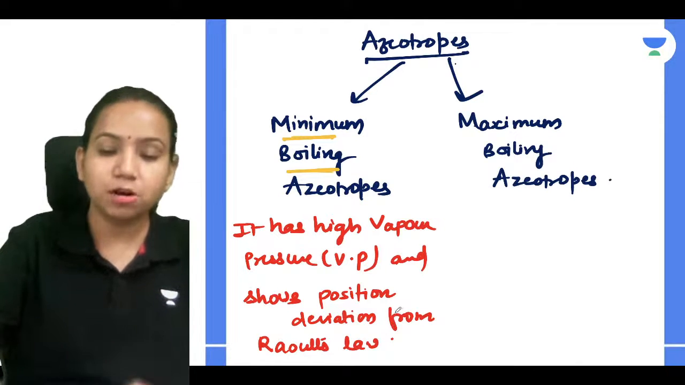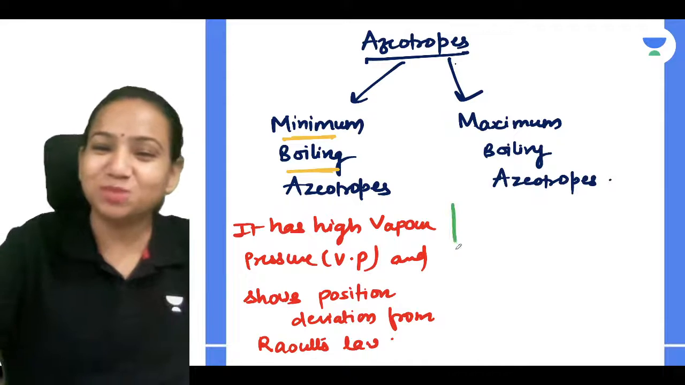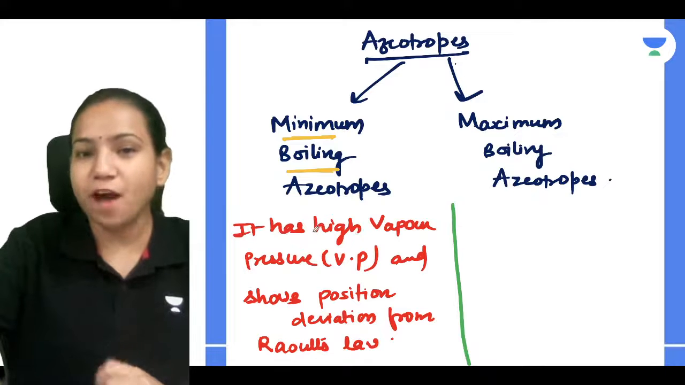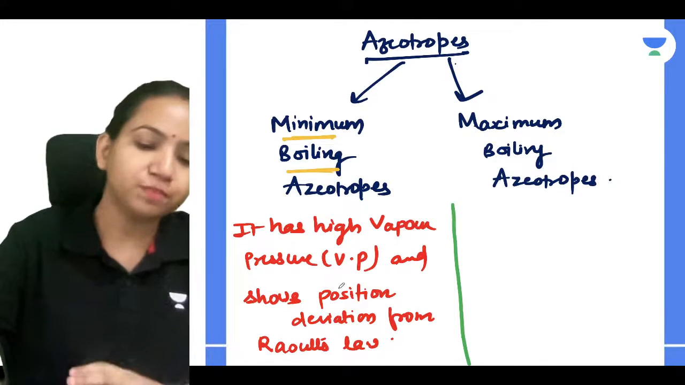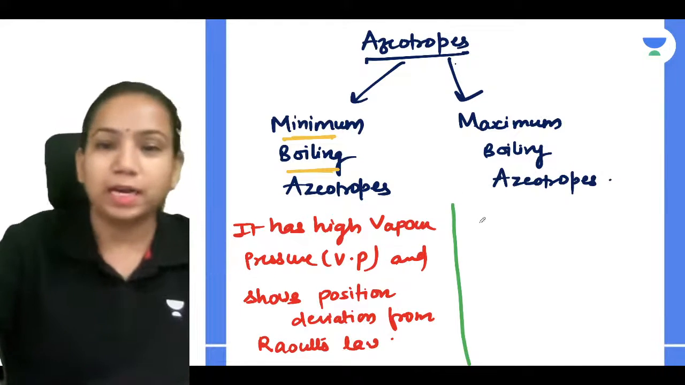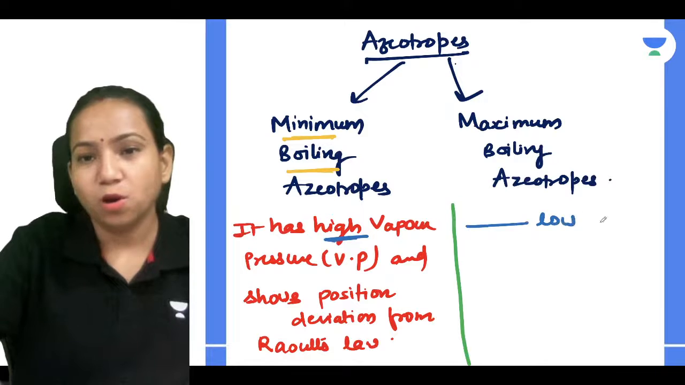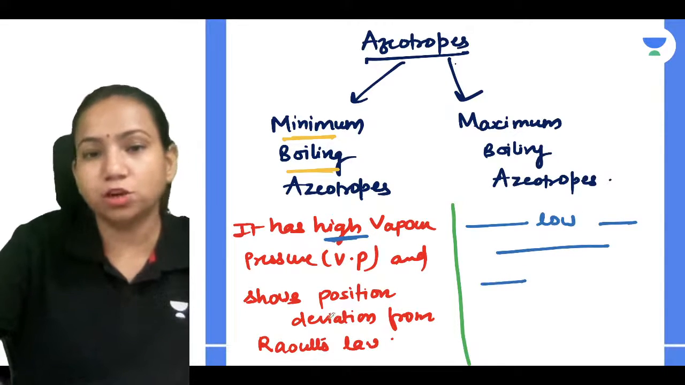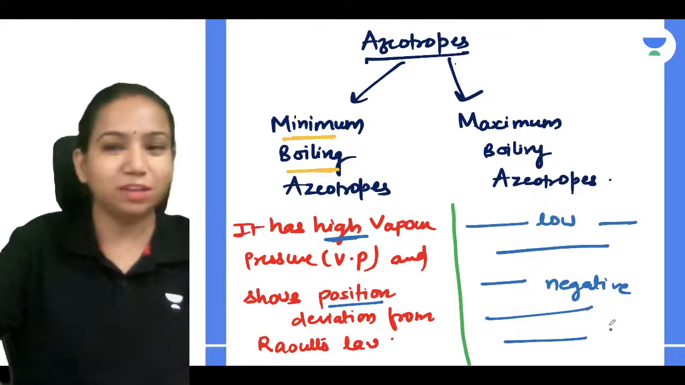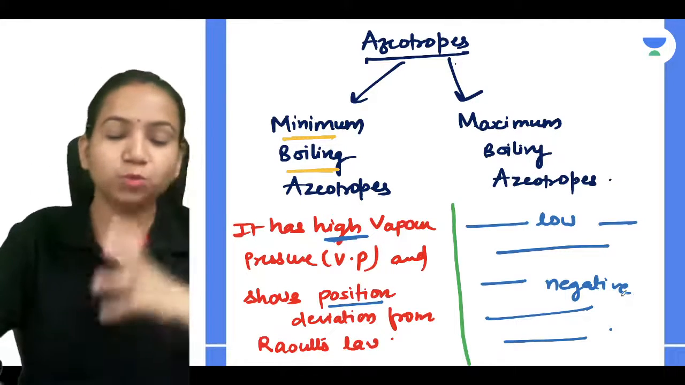Okay guys, I hope everyone is clear. So if this is the minimum boiling azeotrope, everyone can relate. What is going to be the maximum boiling azeotrope? Same definition, but instead of high it will become low, instead of positive it will become negative. Everyone is thinking like that. If you are thinking like this, you are absolutely correct. Instead of high vapor pressure you will use low vapor pressure. So it has low vapor pressure and shows negative deviation from Raoult's law. So I made the definition so much easier, no? You just have to change the terms and the rest of the things are going to be absolutely the same, and it's going to be easy.